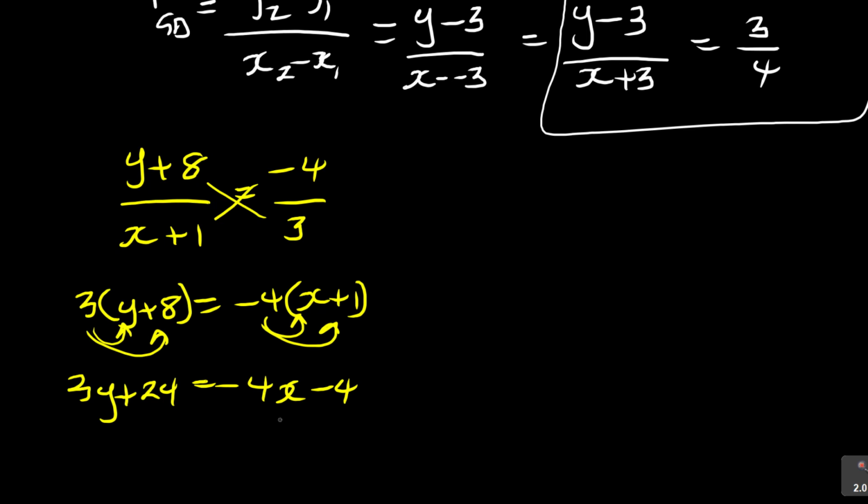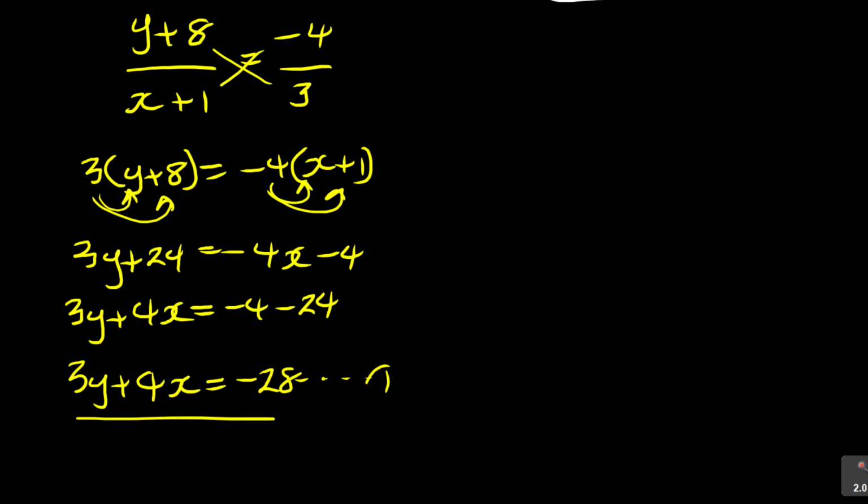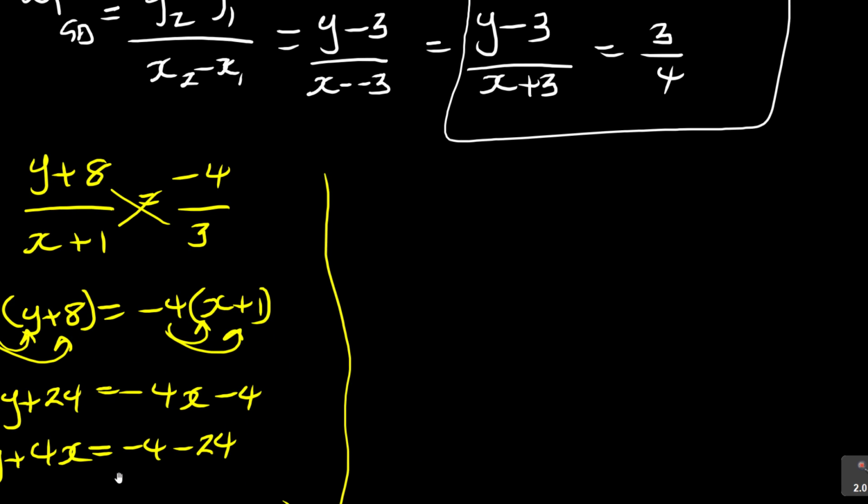Now take x to the other side. You have got 3y plus 4x is equal to minus 4 minus 24. Do you see what's happening there? And then you have got 3y plus 4x is equal to negative 28. That we call equation 1. See the simultaneous equations? That's what you're dealing with. You do the same thing here, cross multiply there.